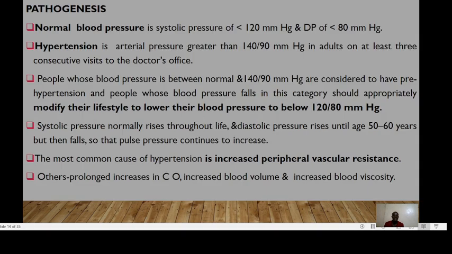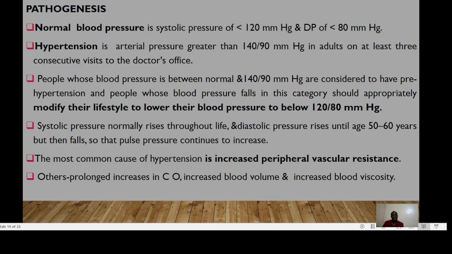So for blood pressure, the systolic should be less than 120, and the diastolic pressure should be less than 80 millimeters of mercury. Hypertension is generally an arterial pressure greater than 140 over 90 millimeters of mercury in adults, on at least 3 consecutive doctor's visits. Remember, this is the landmark. This is the iconic number, 140 over 90, all right?